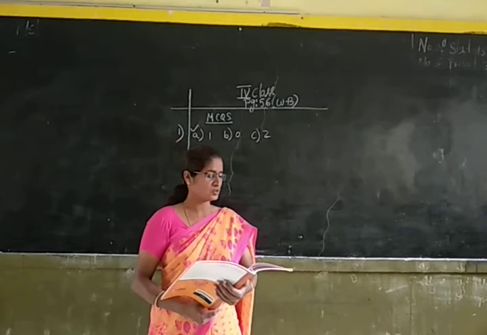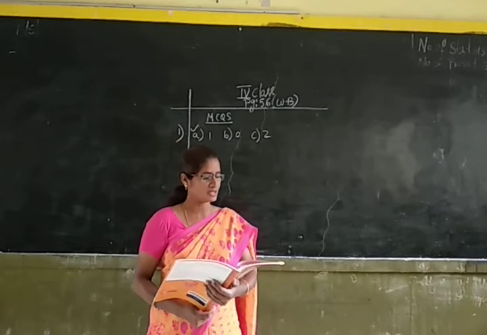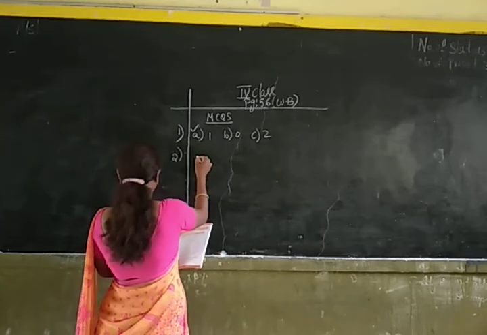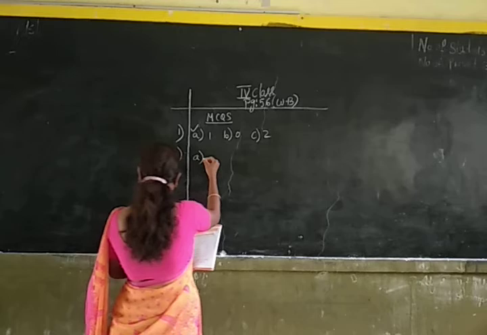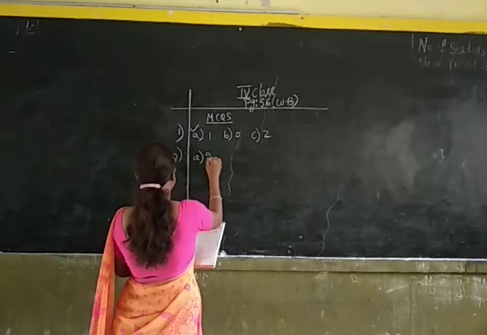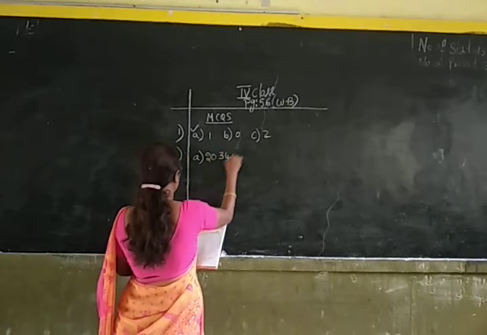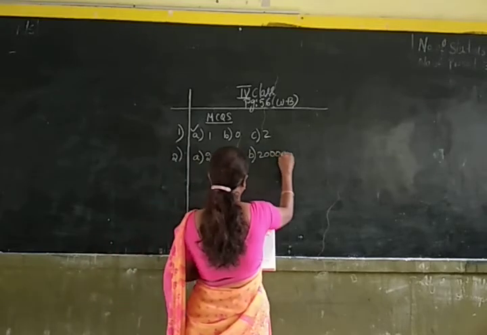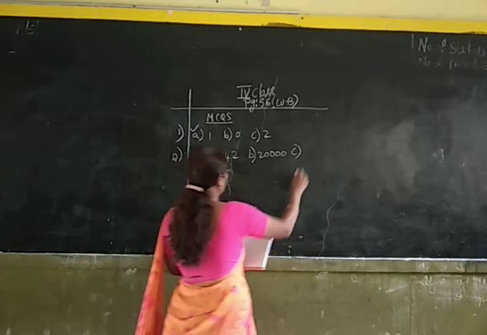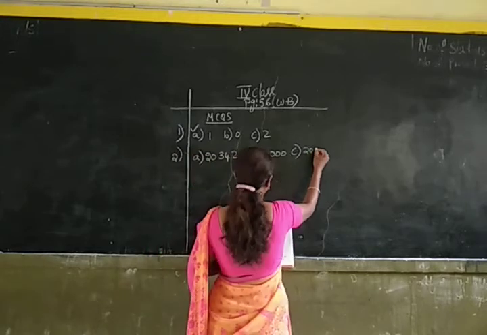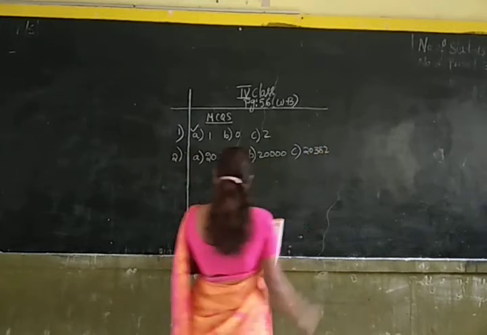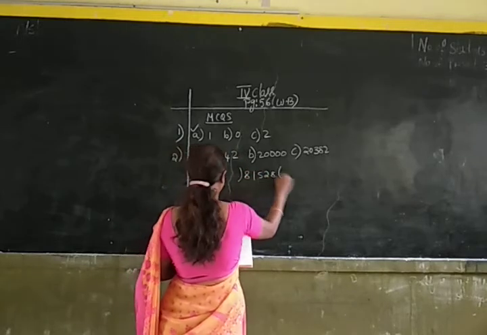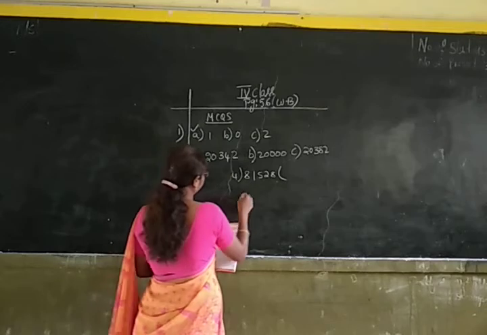So second question is, you have to divide 81,528 by 4. Here the options are A 20,342, B 20,000, C 20,382. So let us divide 81,528 with 4. Okay children?